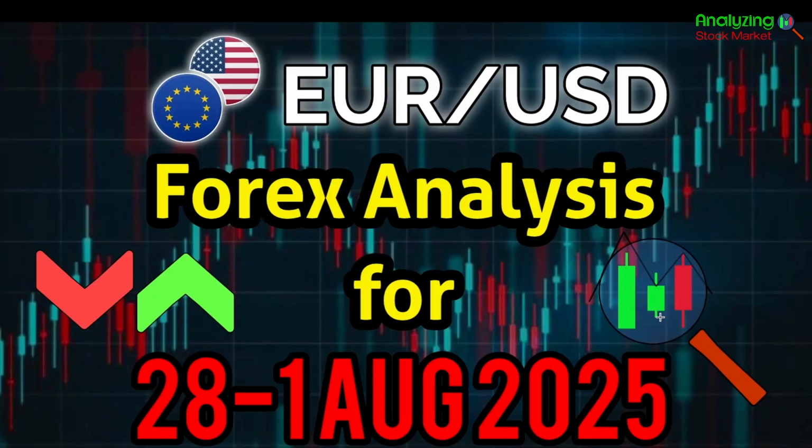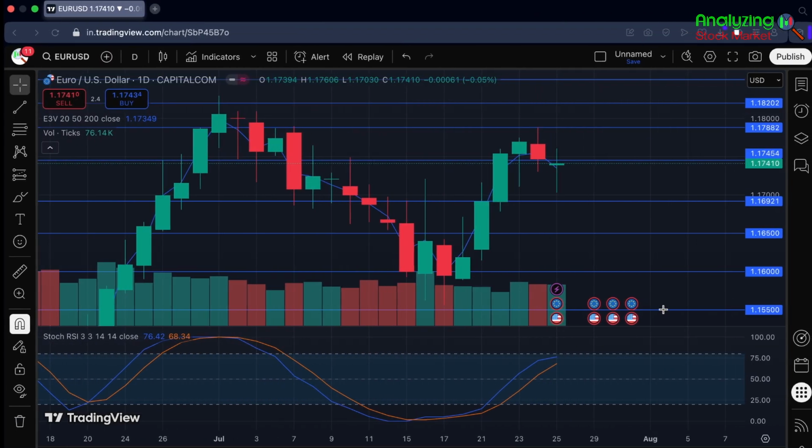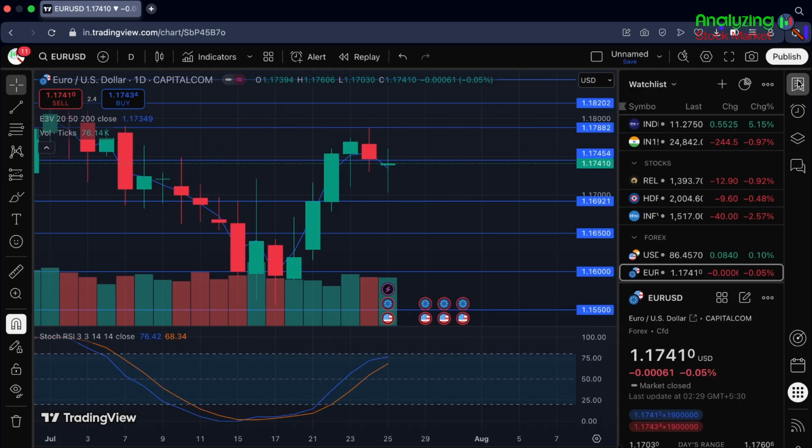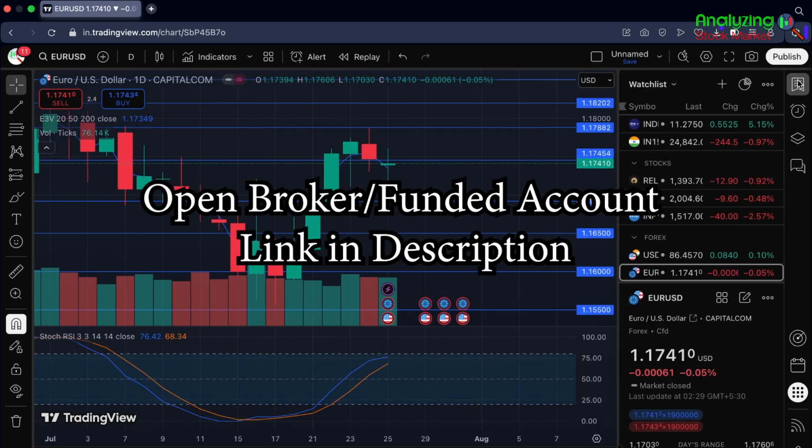So today we'll be talking about the Euro USD pair and we'll do the Forex analysis for 28th July to 1st August 2025. So let's go straight to our charts. First, let's see what happened in Euro USD on Friday. As you can see, a 0.05% negative move, and 1.17410 was the closing.